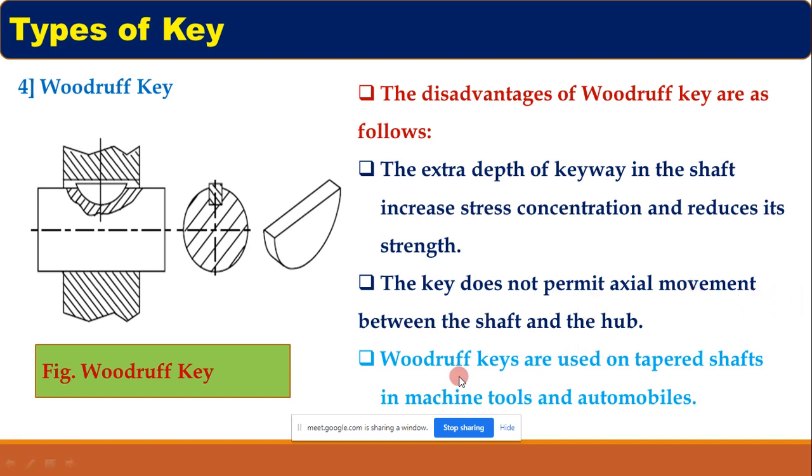Woodruff keys are used on the taper shaft in machine tools and automobiles. Generally these taper shafts are used in machine tools and automobiles. So whenever taper shafts are used, this Woodruff key is used to connect the hub and that tapered shaft.